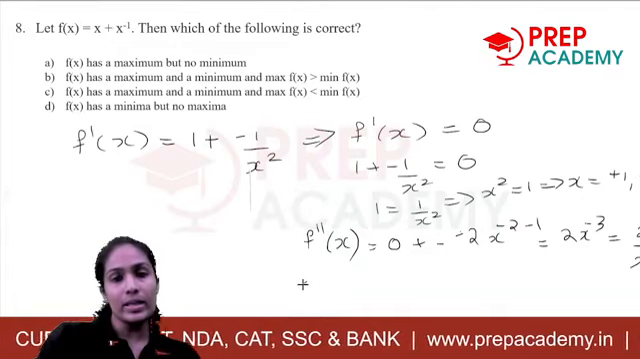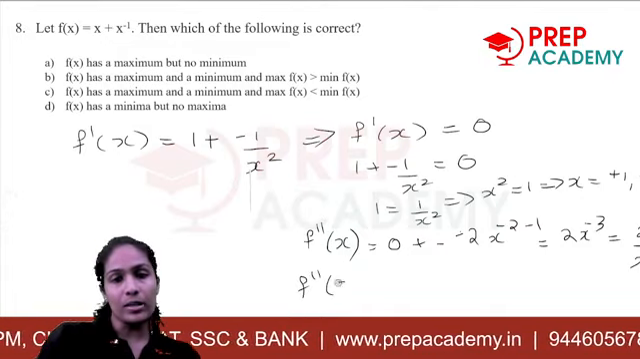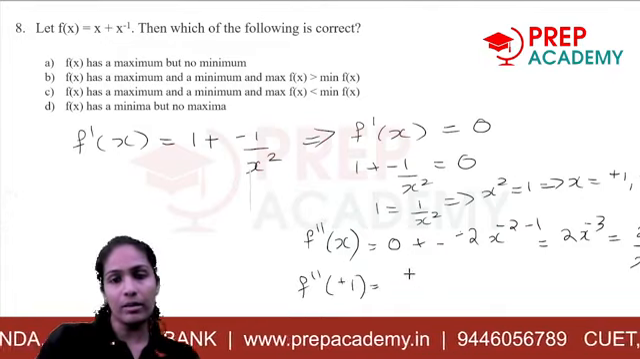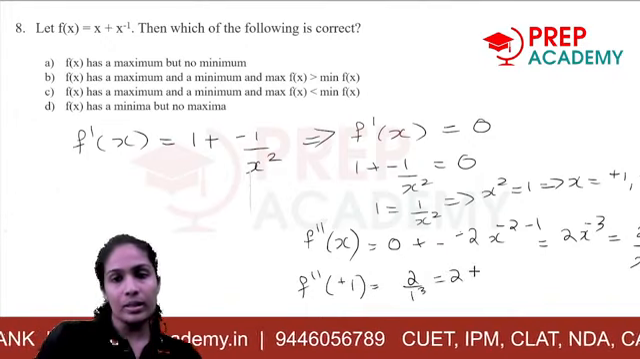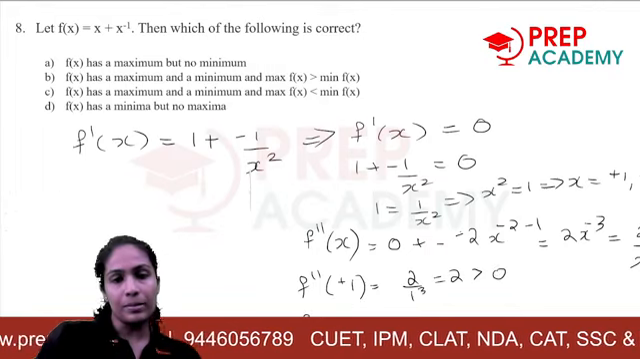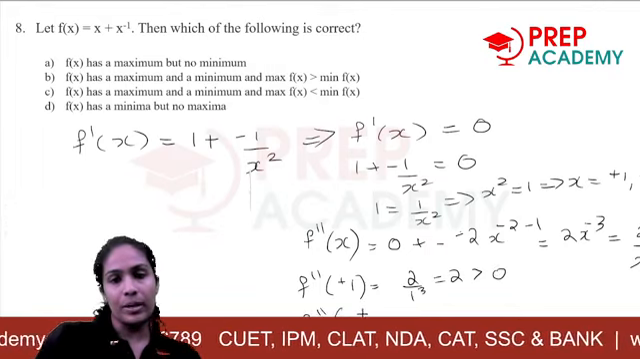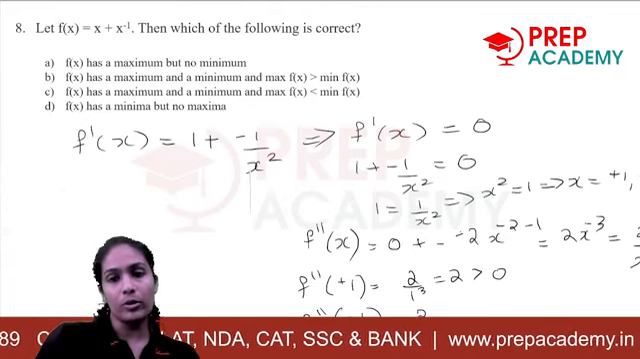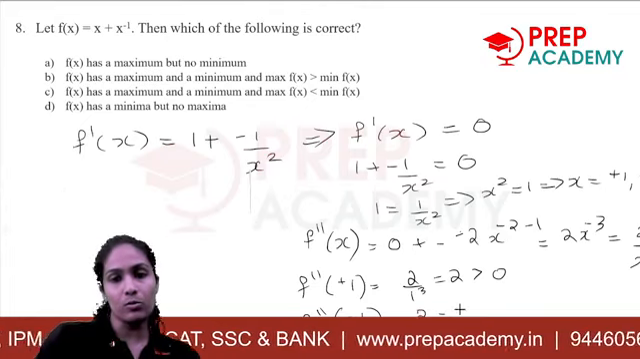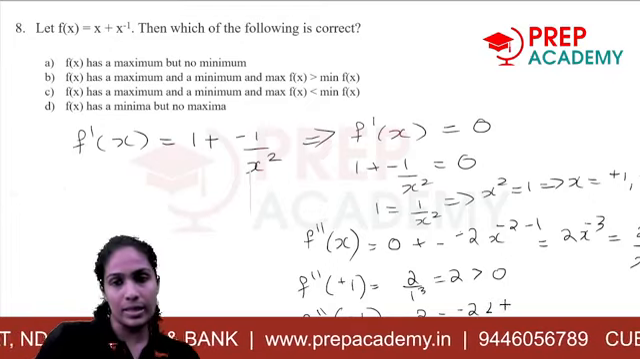Now find the second derivative at plus 1 and minus 1. At plus 1, the second derivative is 2 by 1 cube, which is equal to 2, that is greater than 0. At minus 1, the second derivative is 2 by minus 1 whole cube. Minus 1 cube is minus 1. So 2 by minus 1 is minus 2, which is less than 0.